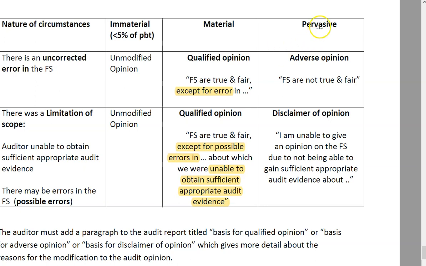If the issue is pervasive, then it's an adverse opinion. In our opinion, the financial statements are not true and fair. If it's a pervasive limitation of scope, and we look at examples of these, the opinion is not given at all. It's a disclaimer of opinion. I'm unable to give an opinion on the financial statements due to not being able to gain sufficient appropriate evidence about, and the auditor will give more detail.